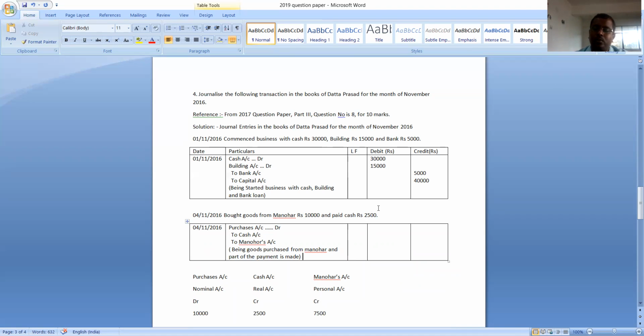Now how much have we paid? 2,500. So here purchases are expenses, purchases account debit. We purchased goods worth rupees 10,000, so purchases account debit rupees 10,000. Out of 10,000, how much did you pay in the form of cash? 2,500. How much do you have to pay? 7,500. So to cash account 2,500, because that much is going out of the business, and Manohar is the giver. Goods worth rupees 7,500 on credit.